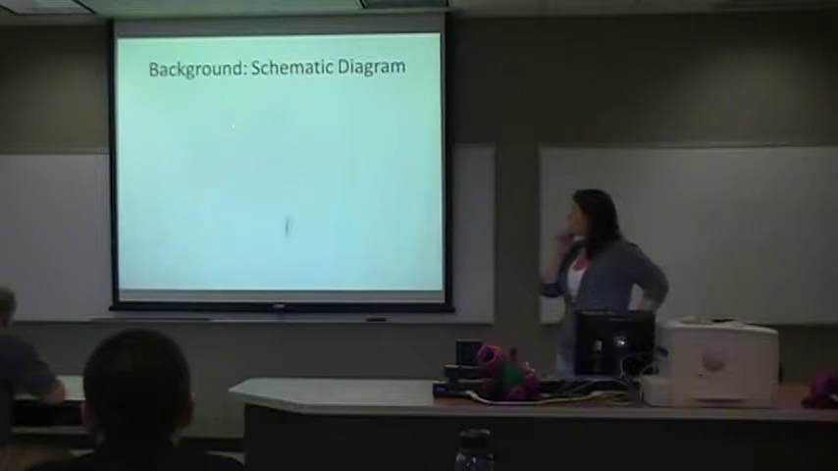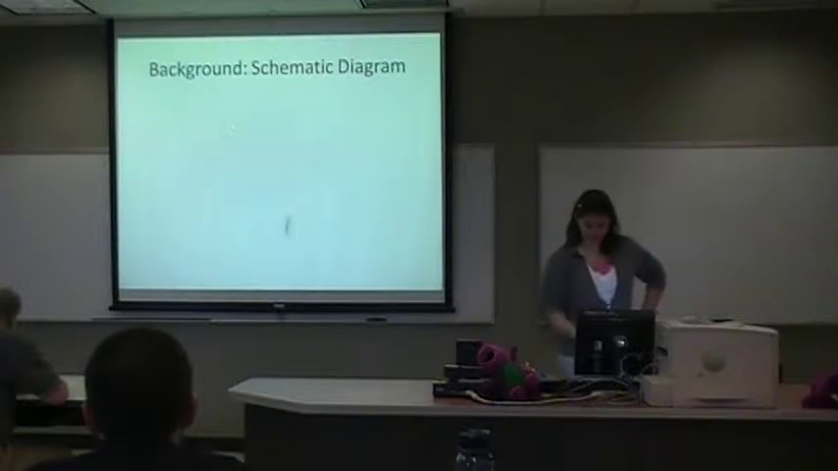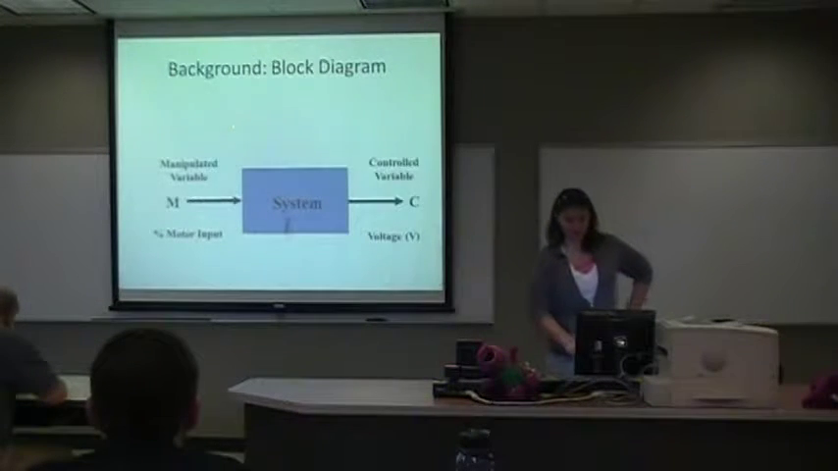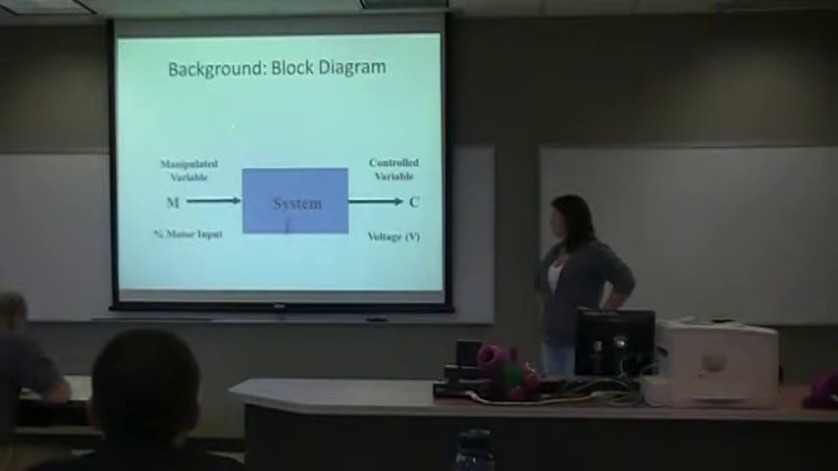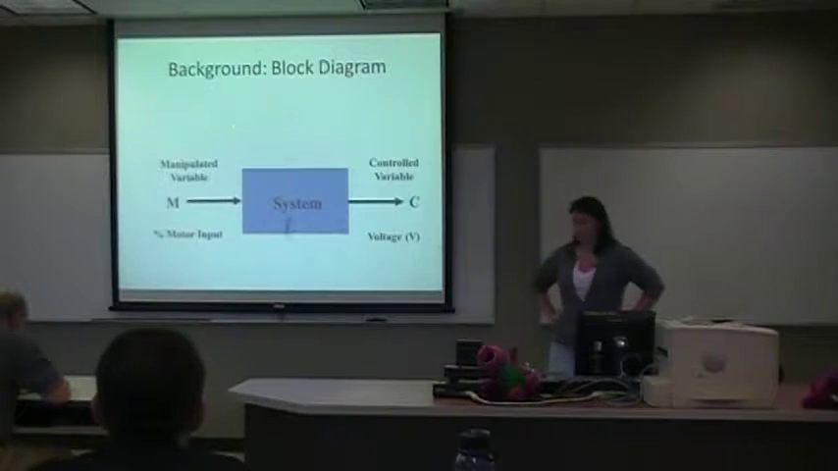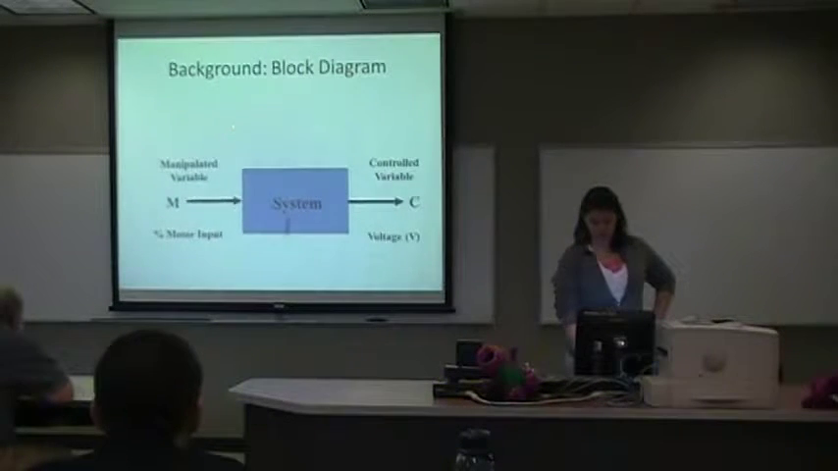That was supposed to be a schematic diagram, however, it is not showing up. So moving on. Here's a block diagram. The manipulated variable coming in is the percent motor input, and then for the system we have the transfer function. Coming out, the control variable is voltage going to load lights.